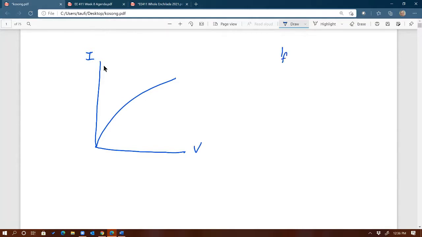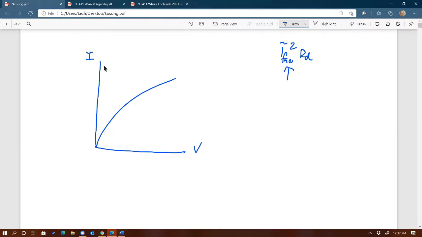So let's say that this is the IV characteristics of our diode. Then, remember, it's I_F,AC,RMS squared times R_D. This is an AC current, right? So it has a peak-to-peak value.